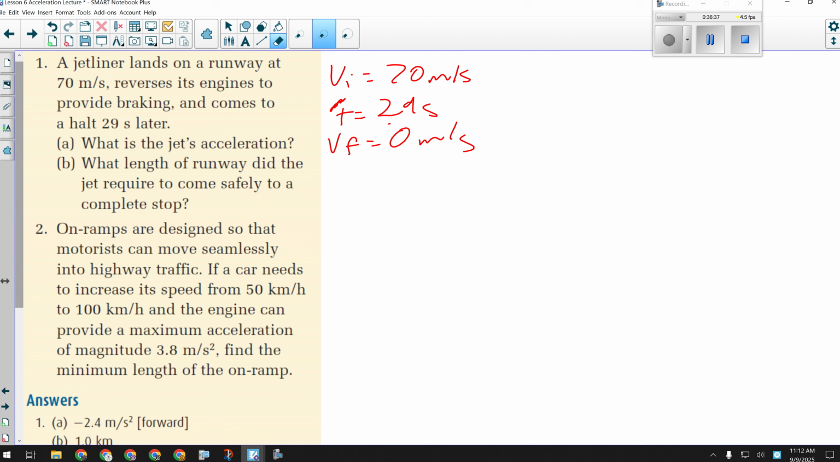What's the jet's acceleration? Okay, which formula should I use for that? I got VI, VF, and T. I'm looking for A. Oh, just acceleration is delta velocity over delta t. Exactly, the one you learned last year. That one will work here. I've got all that information, VF minus VI over T, right? So why not use it? So we'll have 0 minus 70, okay, divided by 29 seconds. That'll give us our acceleration.